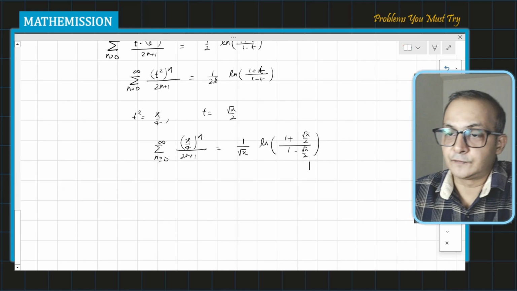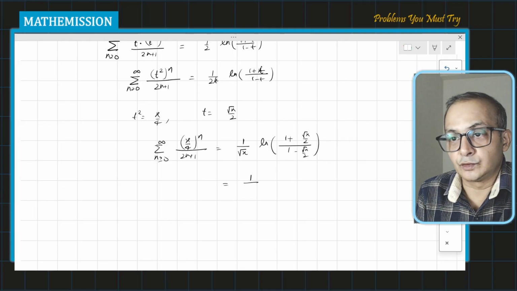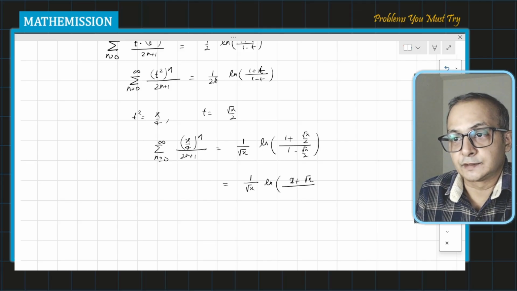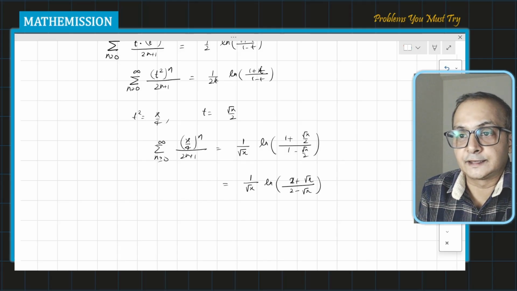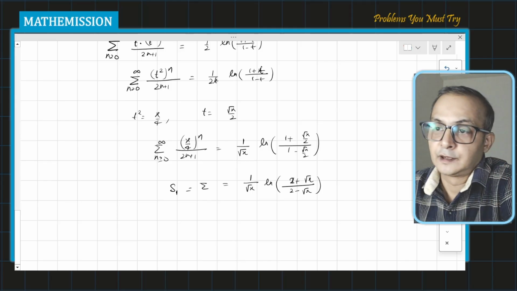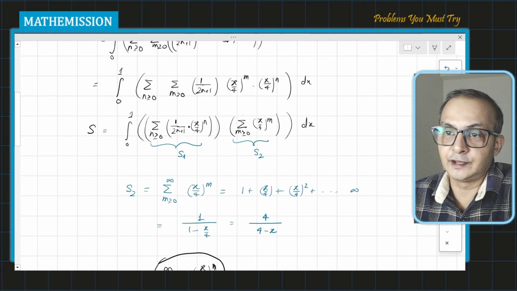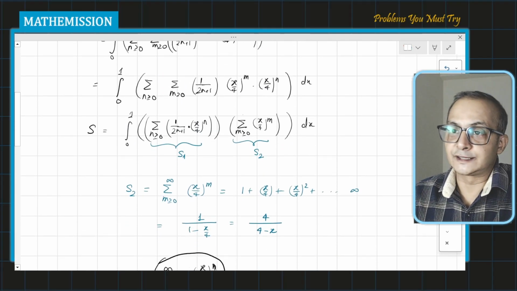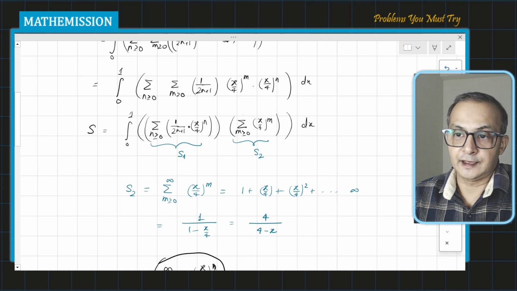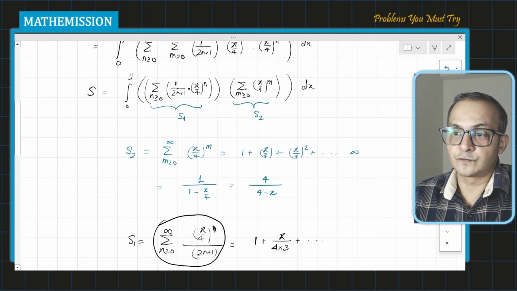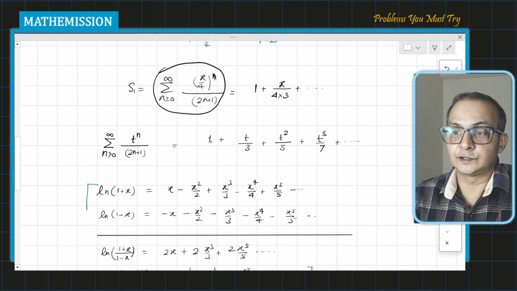We can simplify it further, so that will give you 1 by root x, and here log of 1 plus, or rather 2 plus root x by 2 minus root x. And this is our second, means S1 summation. Now S1 I got and S2 I got already. So I'm going to substitute this in this complete S. So remember S2 was 4 by 4 minus x, and S I have.